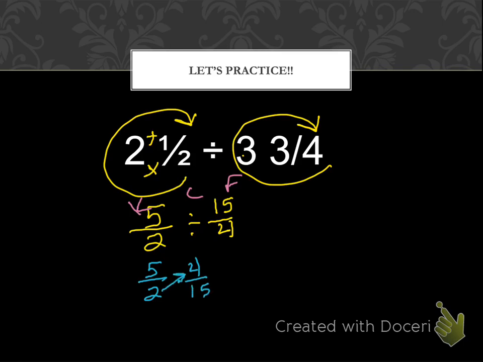Cross cancel and multiply like normal. Here I can divide by 2. And here I can divide by 5. I'm going to rewrite my problem so all that mess doesn't get in my way. And we get 2/3 this time. 2/3 is in simplest form because they are consecutive counting numbers.